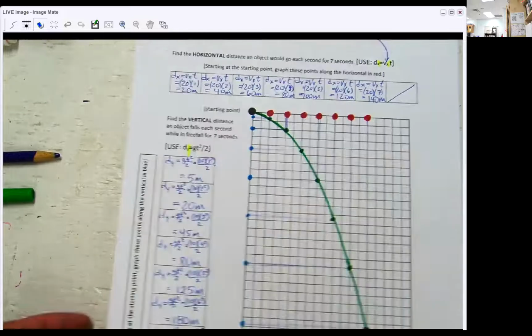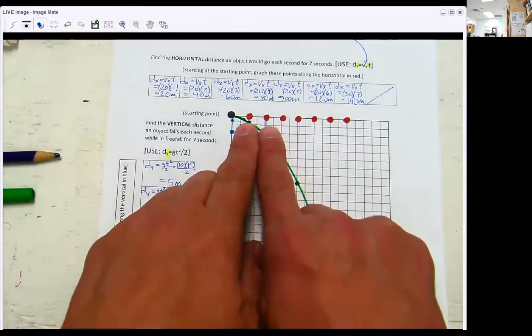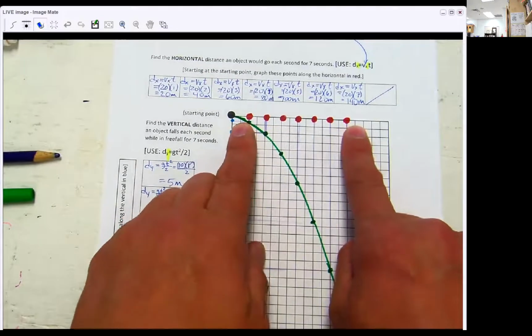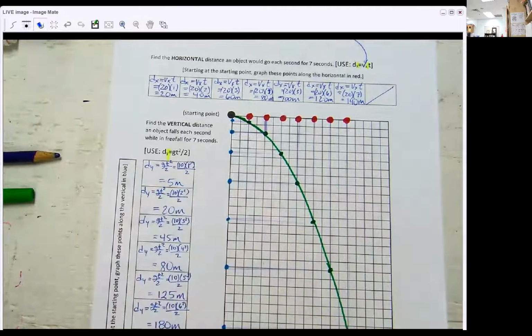All right. Let's move on to the next thing. If I look at the horizontal points up here, what do you notice about those points? What do you notice about those?